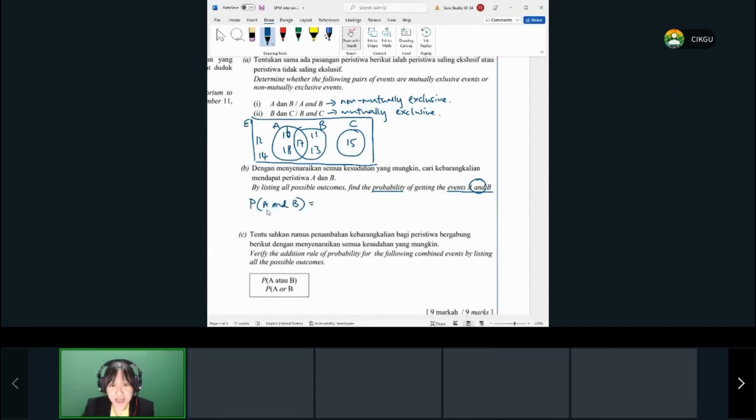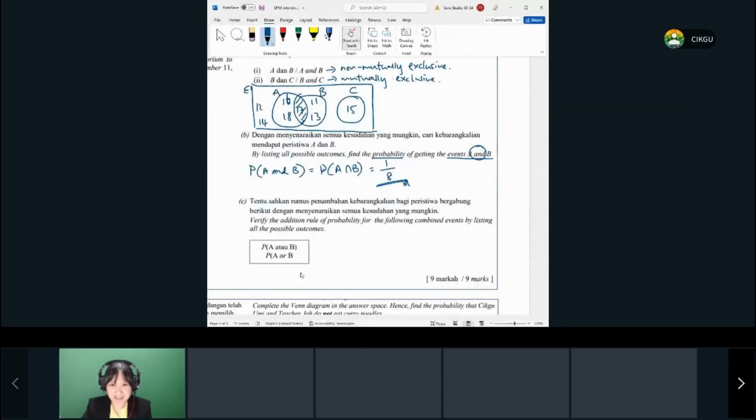what is the probability of A and B? So A and B means this part here, right? Which is only 17. So you only have one option to choose from out of so many numbers. So the probability again is a fraction. You only have one option, which is 17, out of how many options in total? 1, 2, 3, 4, 5, 6, 7, 8 options. So 1/8. Done.